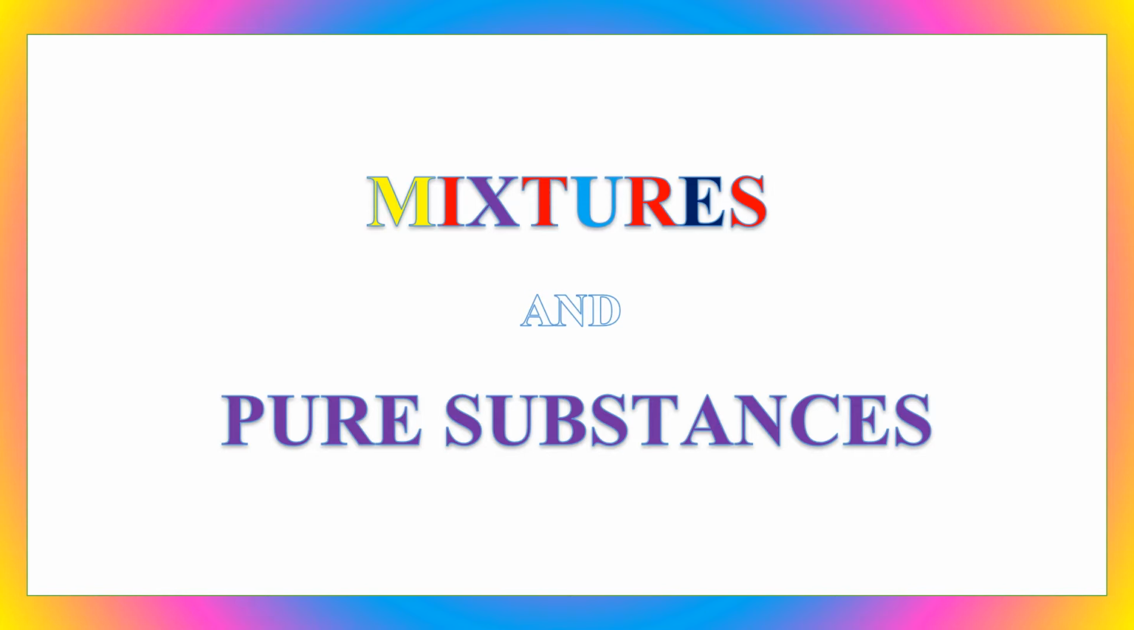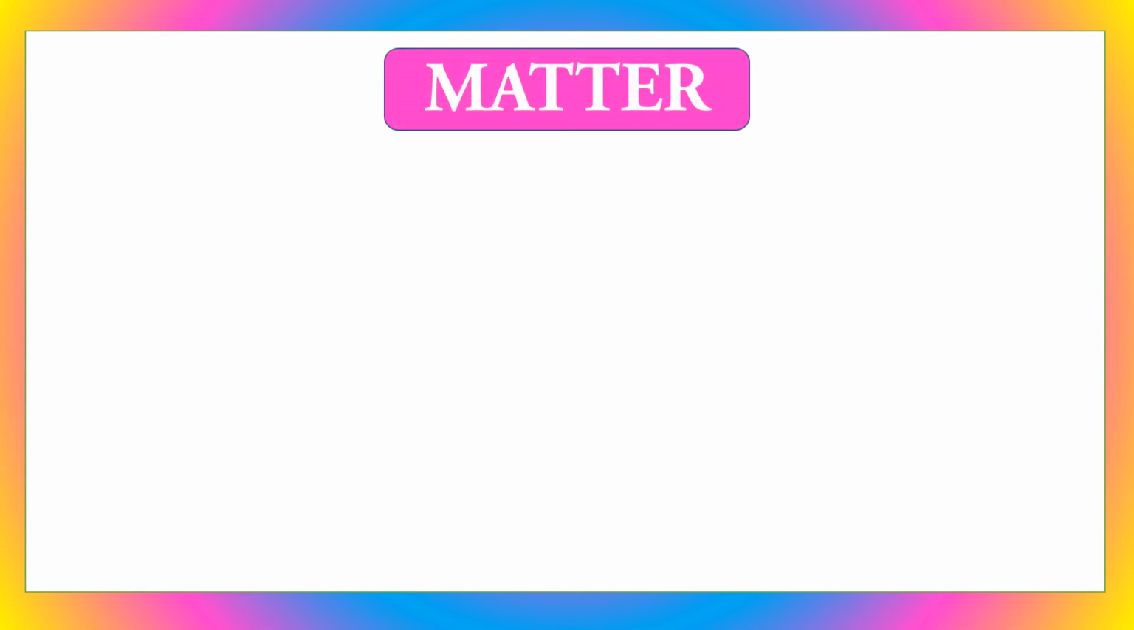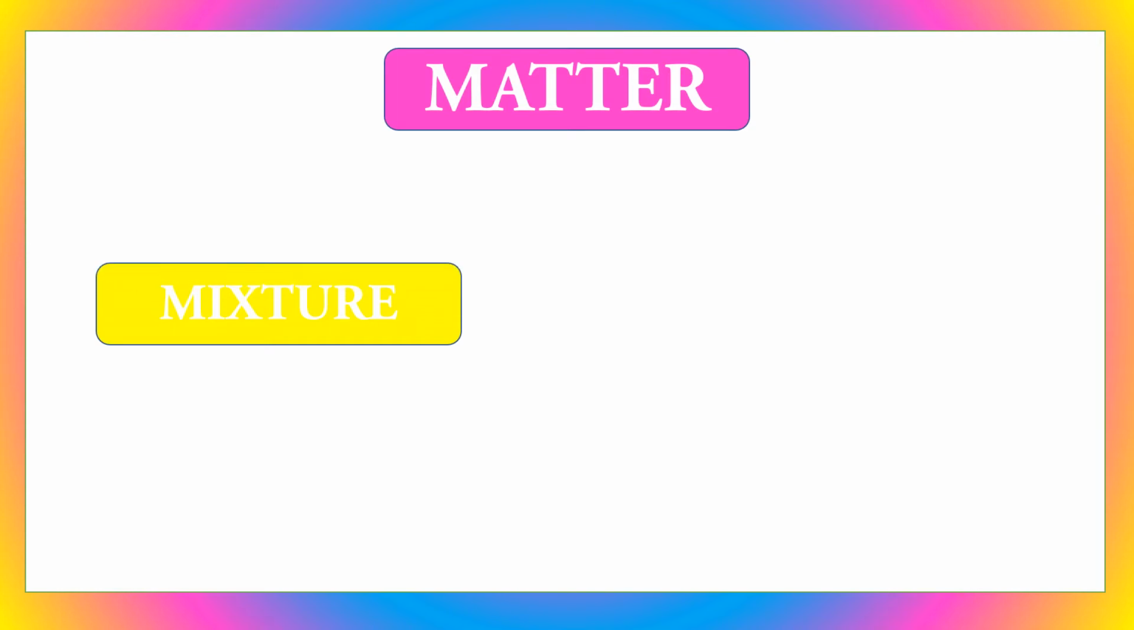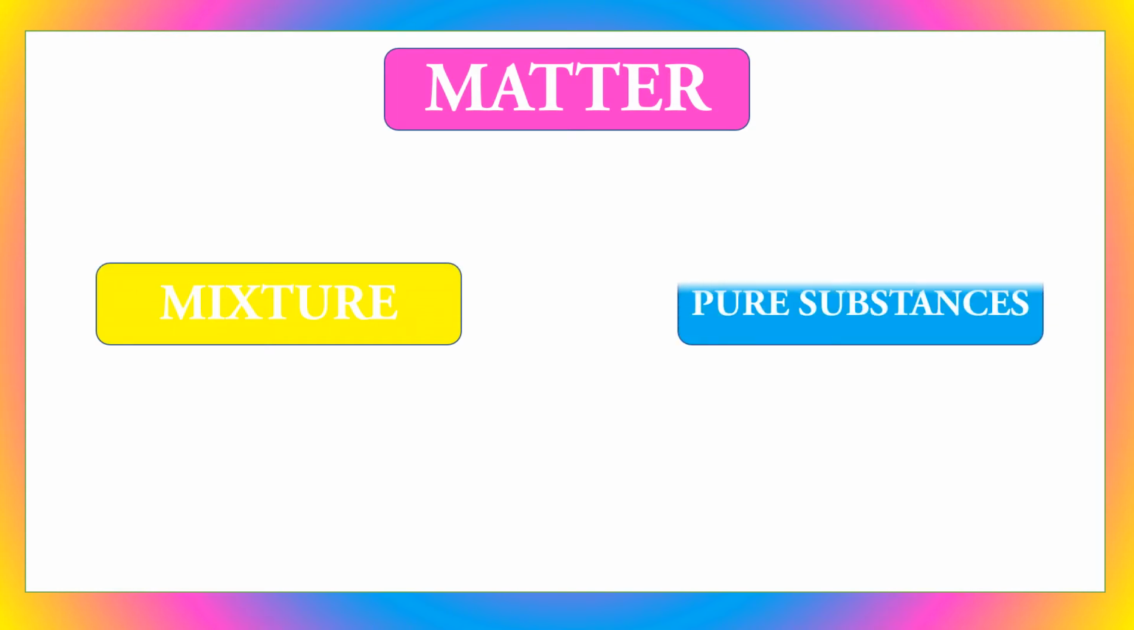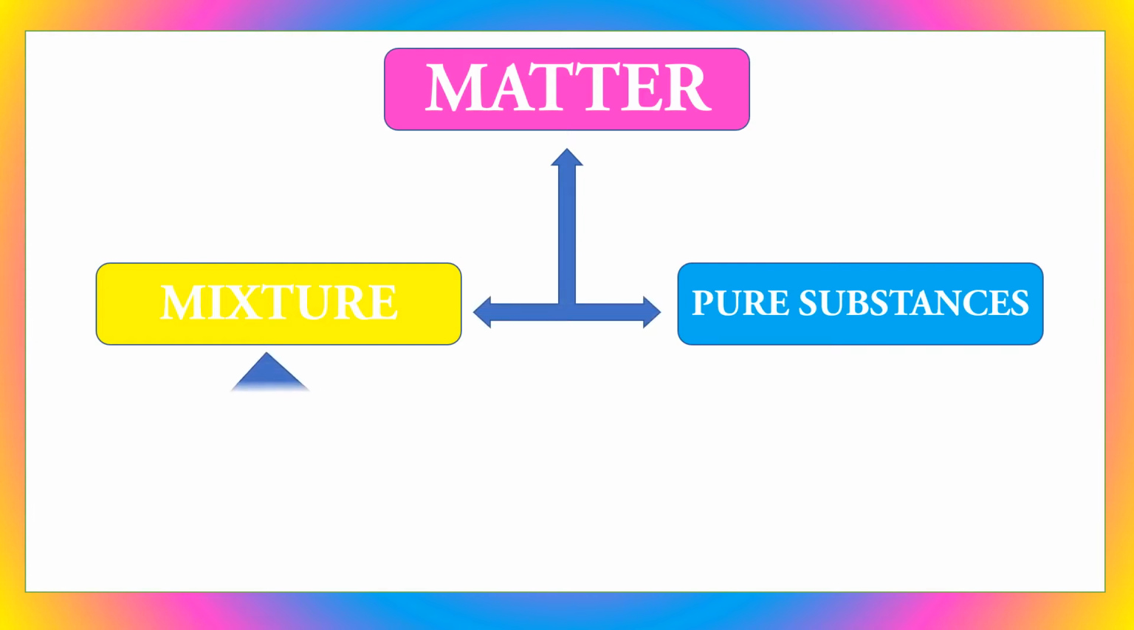We'll be talking about mixtures and pure substances. We will try to distinguish what is a mixture and what is a pure substance. But first, let's have a review on state of matter. What is matter? Matter can be classified into two. First, we have mixture, and the second one we have substances.